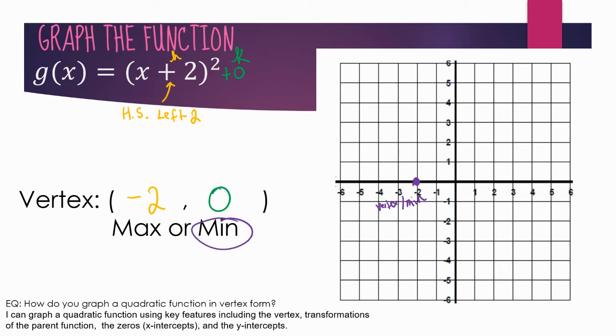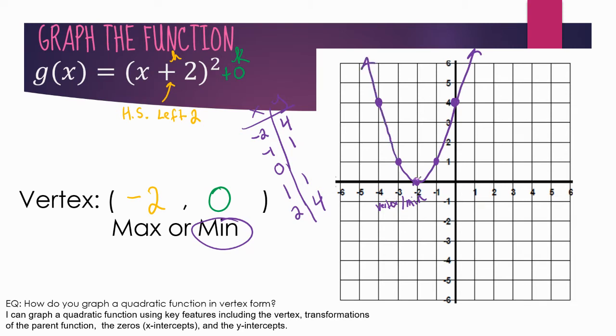All right, so from there, we're going to do our reference points. Remember, you go left 2, up 4, left 1, up 1. Stay at your vertex. Right 1, up 1, right 2, up 4. So we're going to go from our vertex, right 1, up 1, right 2, up 4. Same thing here. It's going to be a mirror image on the other side. Connect them with a U.